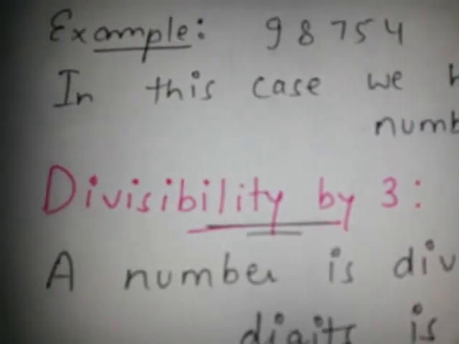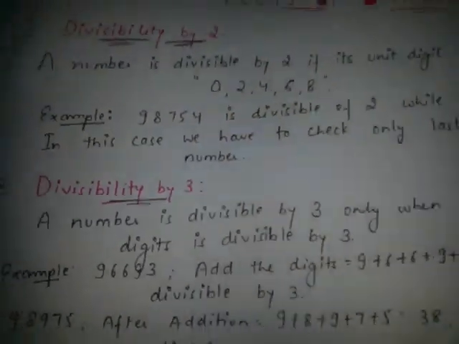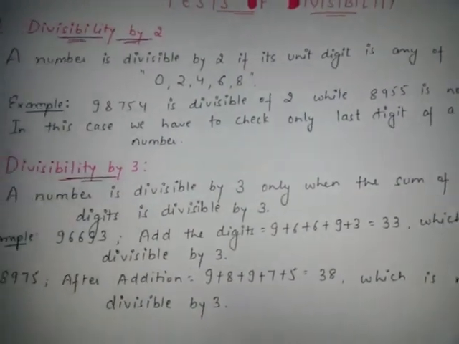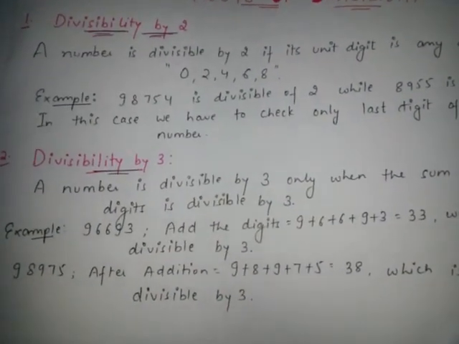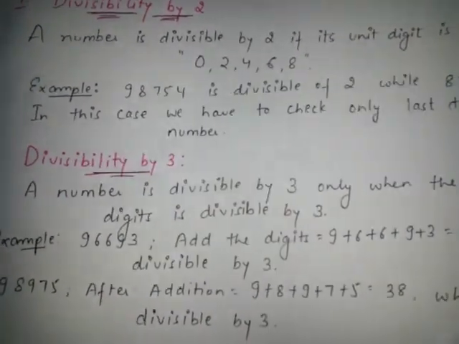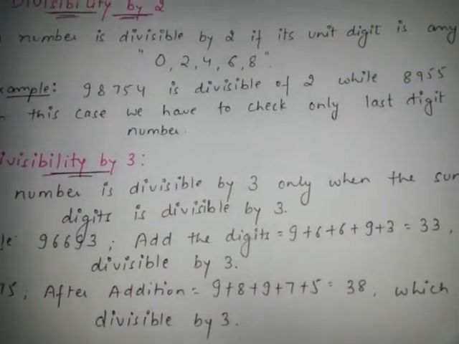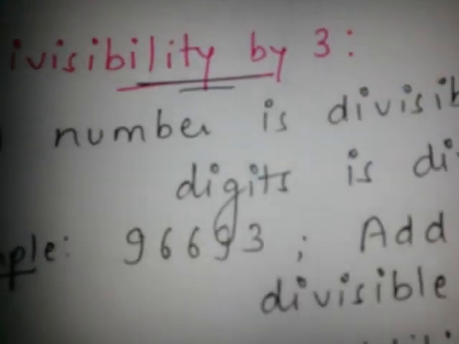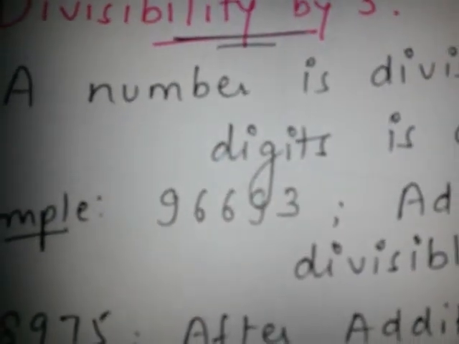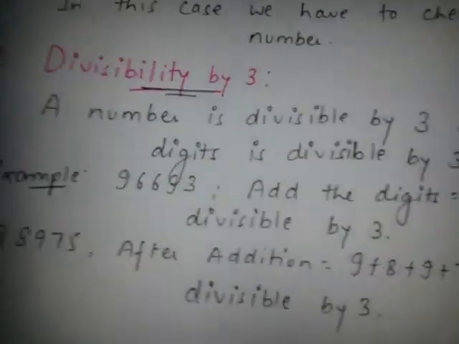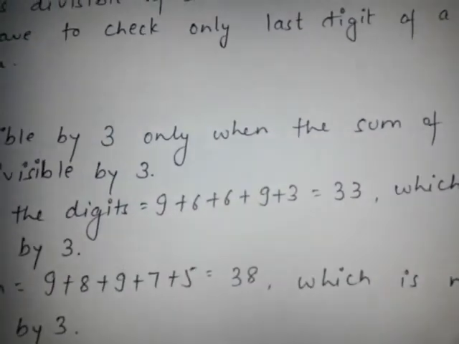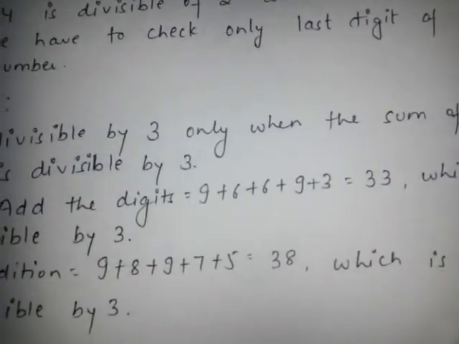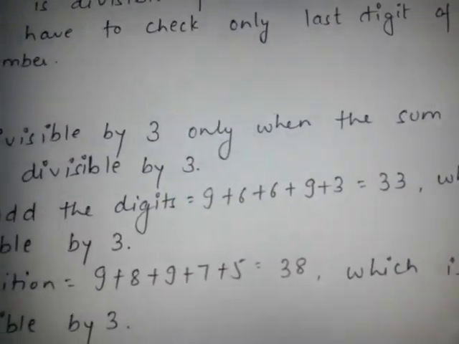Let's come to the second case. In this, a number is divisible by 3 only when the sum of its digits is divisible by 3. That means you have to calculate the sum of all the digits present in a number. Let's take an example: 96693. Adding the digits we get 33, which is divisible by 3. Hence the number is divisible by 3.